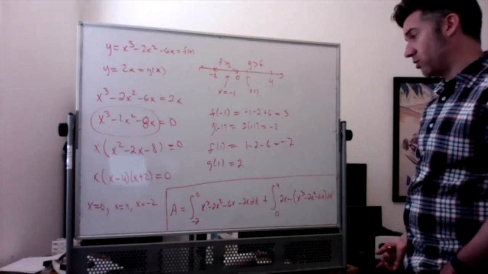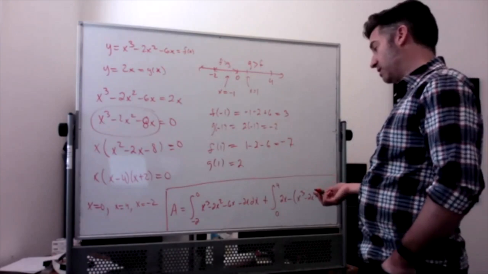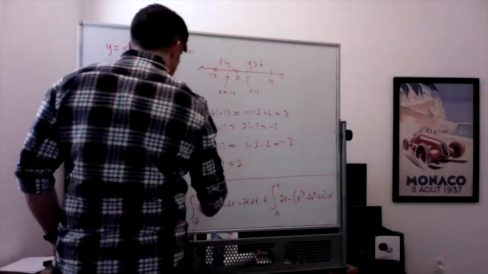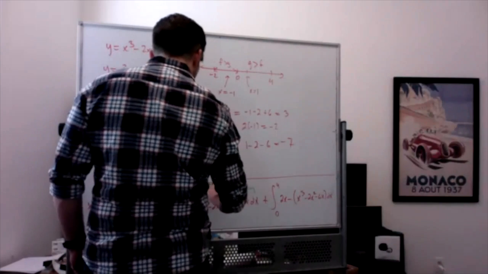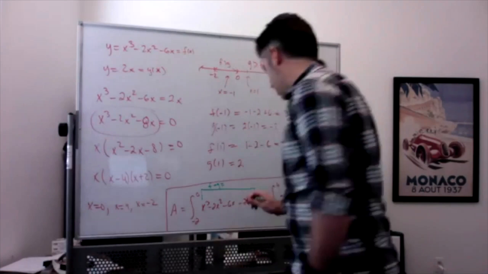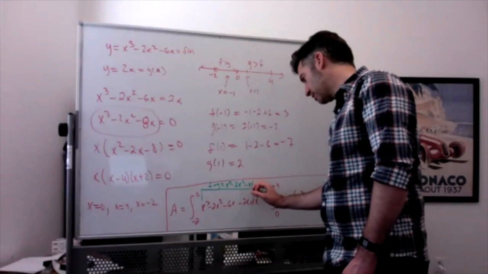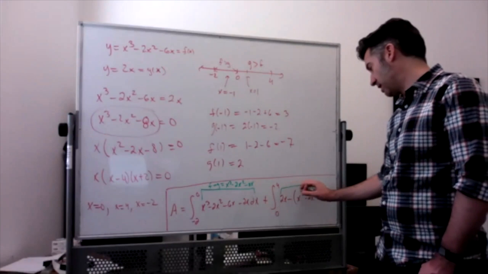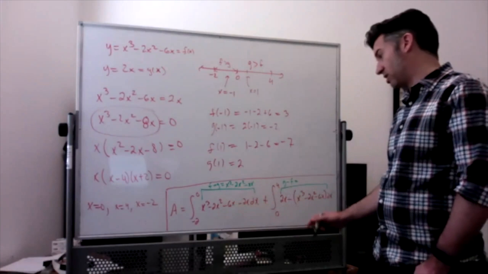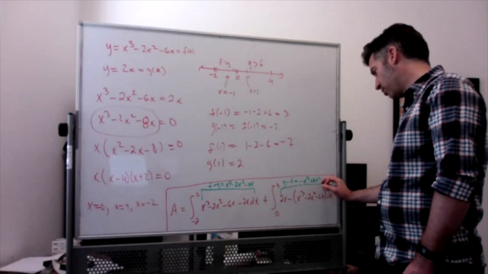Good tip to know: if you do have them subtracted in the opposite order, you could make your life easier. I know f minus g, if I simplified it, would be x cubed minus 2x squared minus 8x. And then g minus f should be exactly the negative of f minus g. So you can say that's going to be negative x cubed plus 2x squared plus 8x.